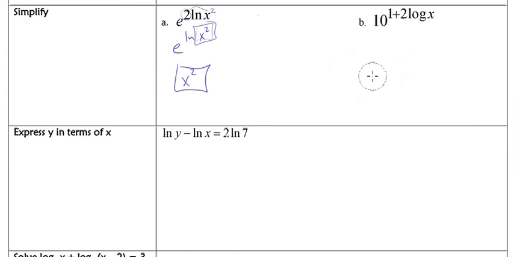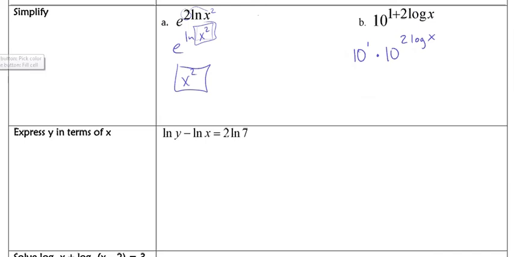So it's just looking at it from kind of moving backwards on it. So this is 10 to the 1st times 10, the same base, times 10 to the 2 log base 10 of x power. So that's the first step, is realizing that these two terms are being multiplied together.